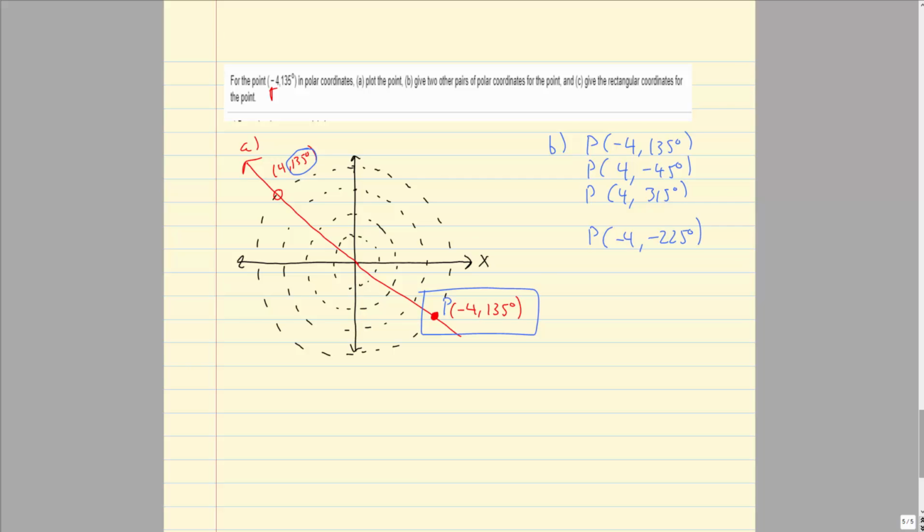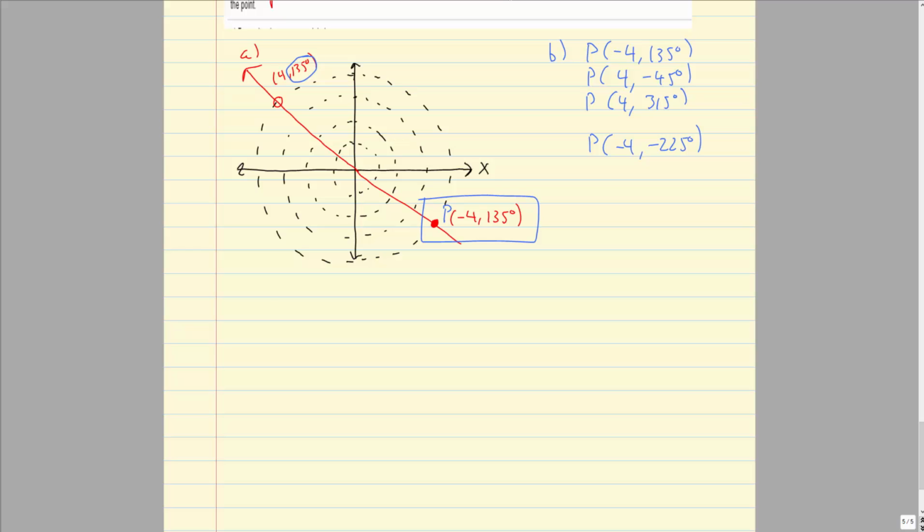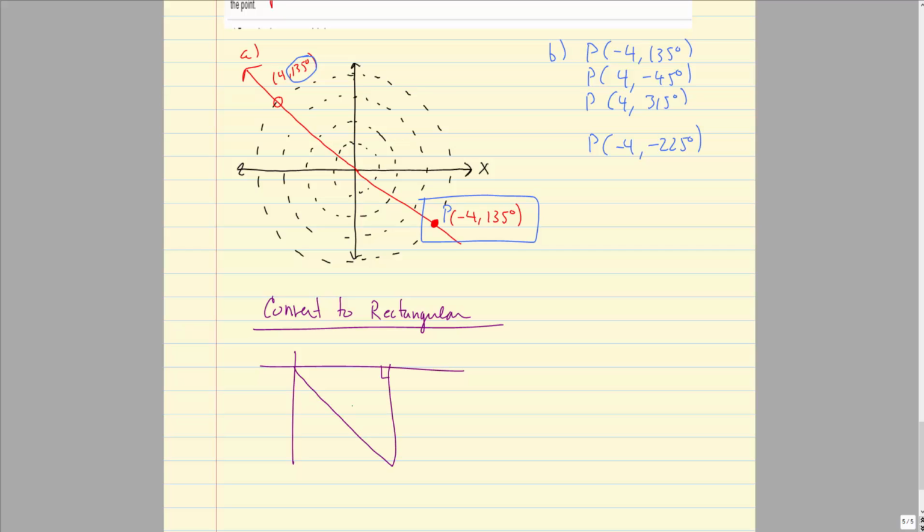Now the next thing I want to do is convert to rectangular. We're already given polar. So I have this point down in the 4th quadrant. I'm going to look down in that fourth quadrant. This is 45 degrees. That's the reference angle here.